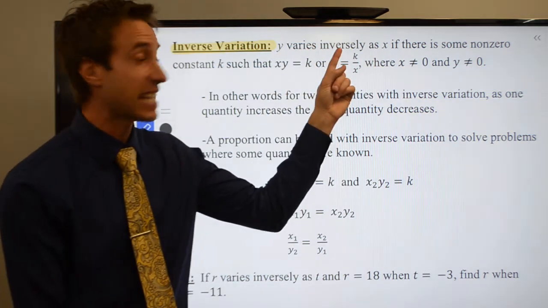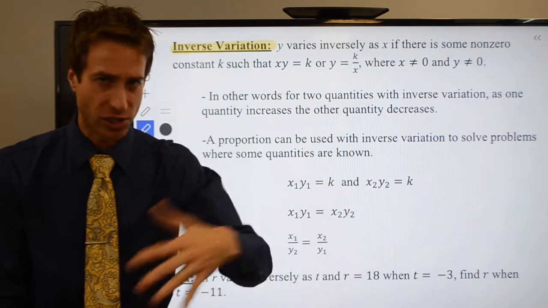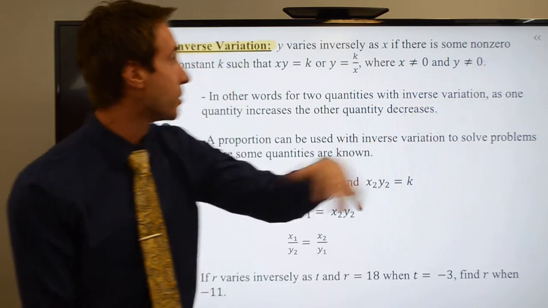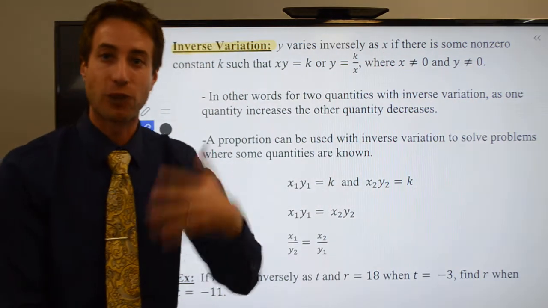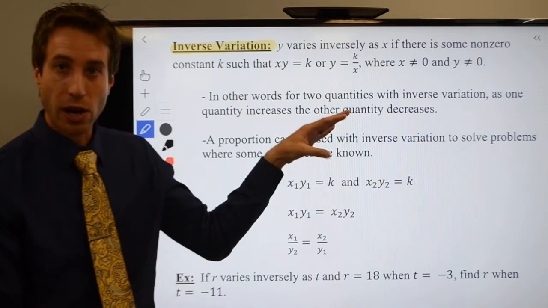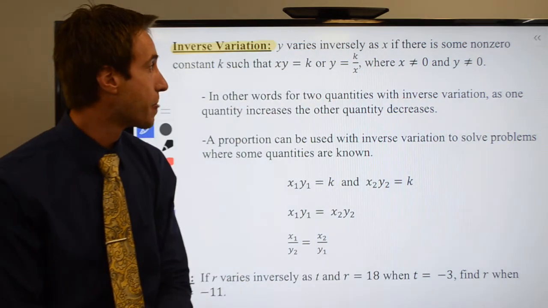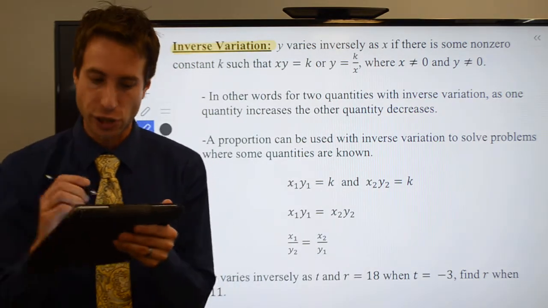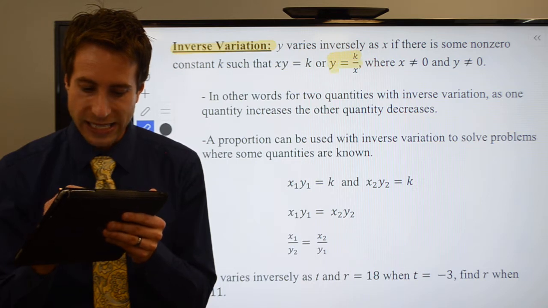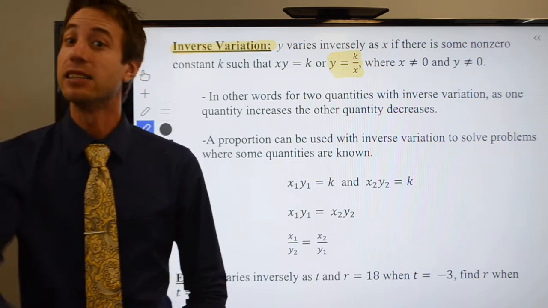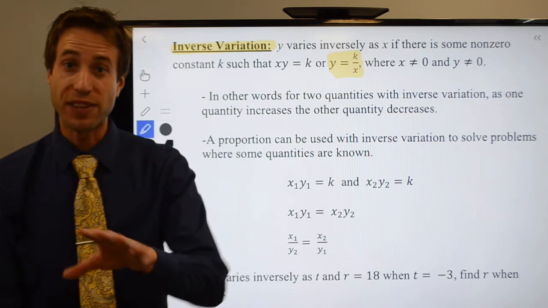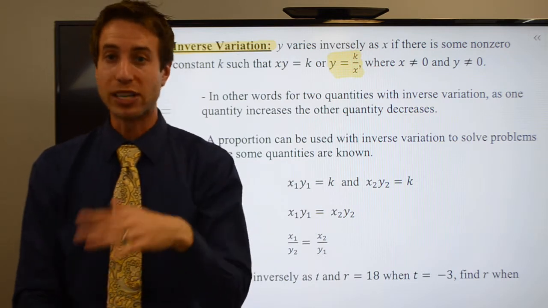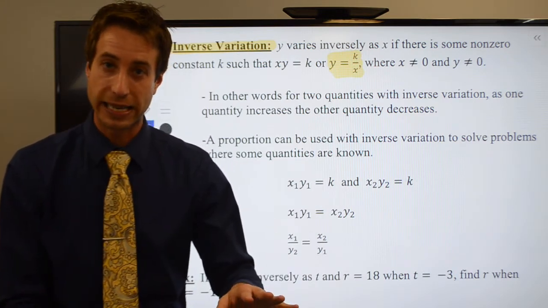So, y varies inversely. We're familiar with the term inversely. We'll show you how it works here in just a second. Y varies inversely as x if there is some non-zero constant k, my constant of variation k, which for this particular type of variation will never change. And so here I've got the inverse variation equation for you. Y is equal to k divided by x, right? This is different than the direct variation. The direct variation was y equals k times x. This one is y equals k divided by x.